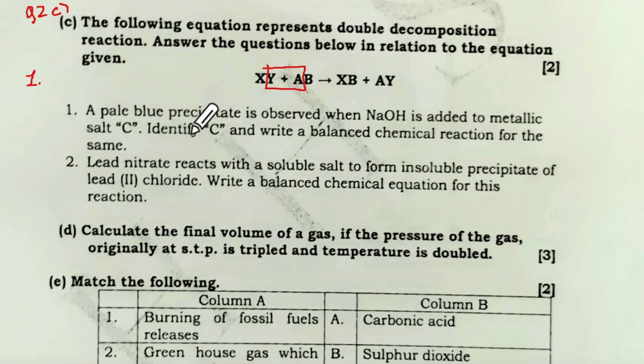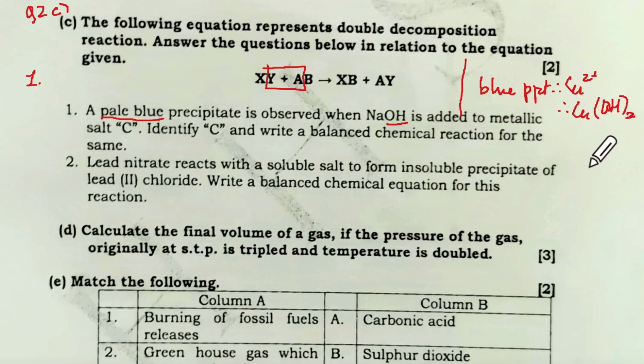Now blue colored PPT means it should be what? What should be the cation? Blue colored cation will give you, okay, your thinking step. Thinking step, blue PPT, therefore Cu2 plus. Agreed? Yes, ma'am. Okay. Now if it is added to NaOH, that means it will give me copper hydroxide. Do you agree with that? Yes, ma'am.